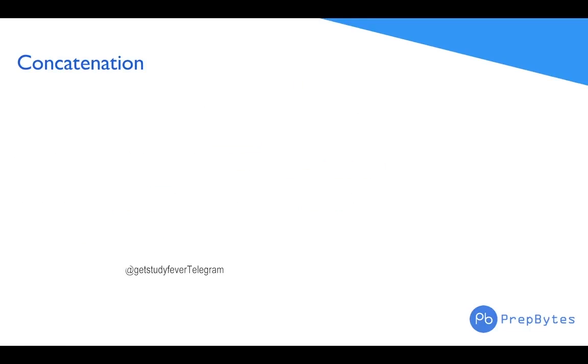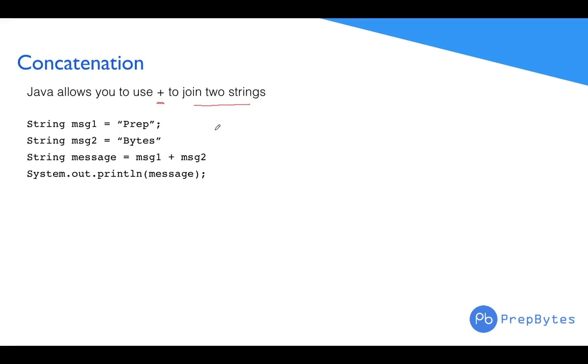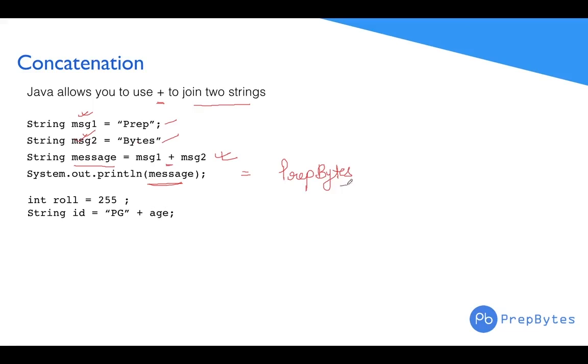Now let's proceed further. Next, we are going to talk about concatenation of two strings. We can use this particular operator, the addition operator, to join two strings. Let's see how we can do that. Let's say I have message1 and message2, which has Prep and Bytes, and we create a new string and concatenate these two strings. Concatenate means we join two strings. If we try to print message after this operation, we get PrepBytes as the output. So message1 and message2 are concatenated and have formed one particular string.